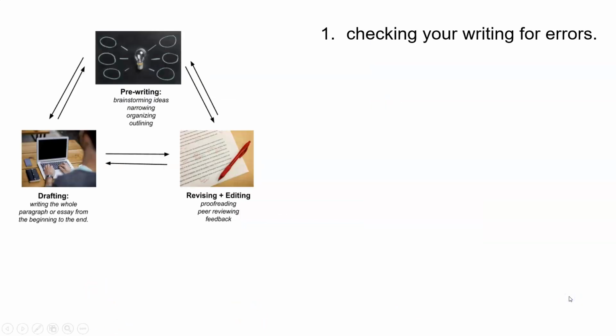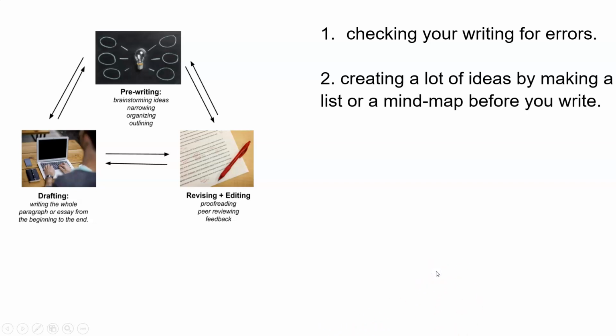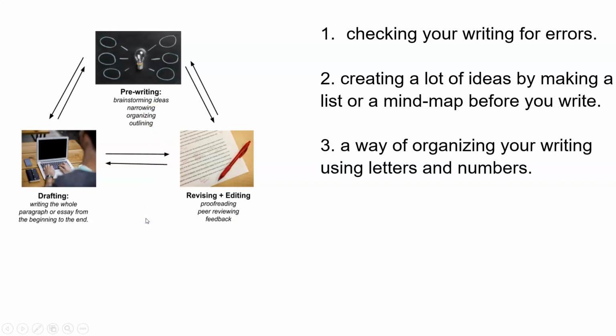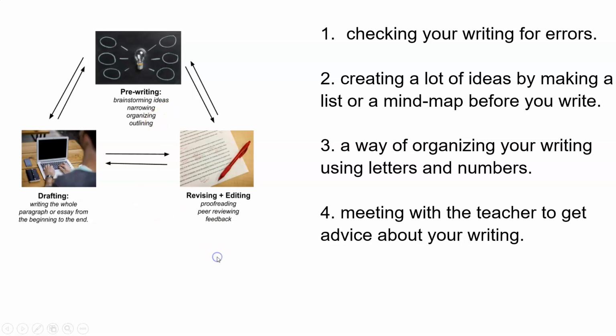Okay, so checking your writing for errors, what does that mean? Hopefully you said either editing or proofreading. Number 2, creating a lot of ideas by making a list or mind map before you write. That's brainstorming. A way of organizing your writing using letters and numbers. That would be outlining. Meeting with your teacher to get advice about your writing.